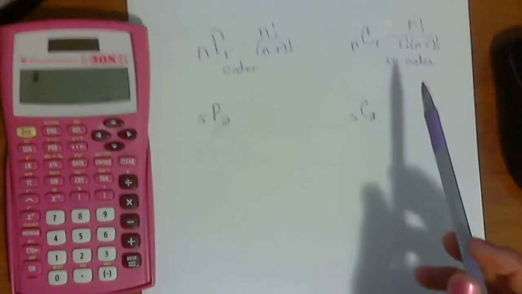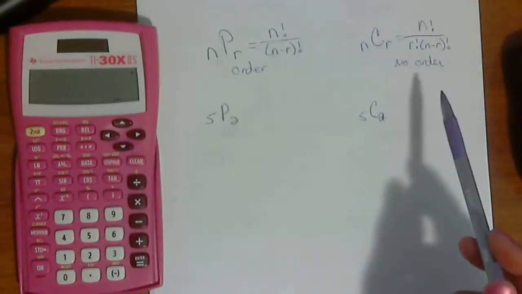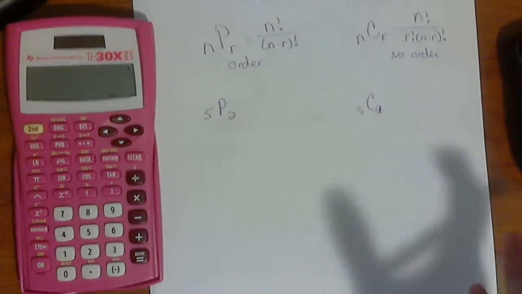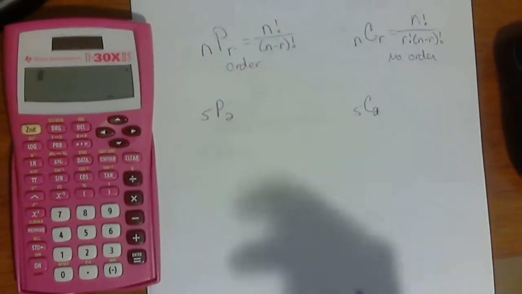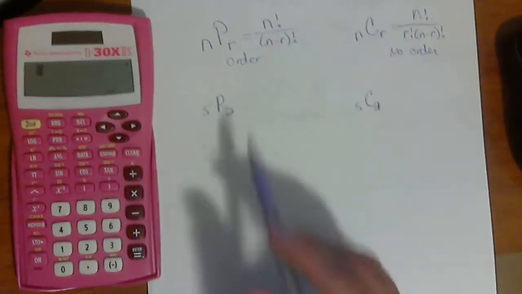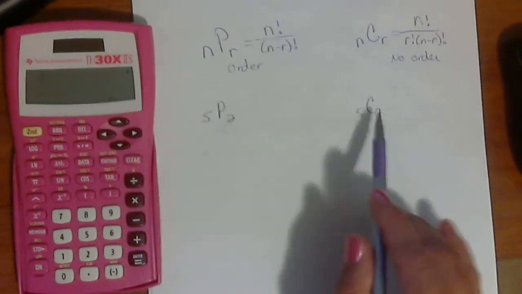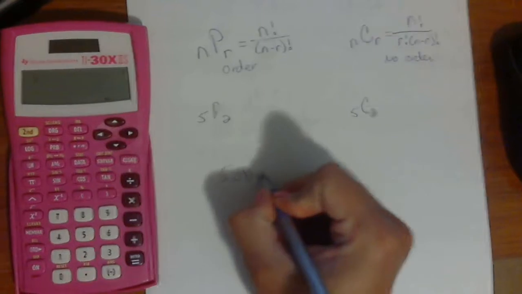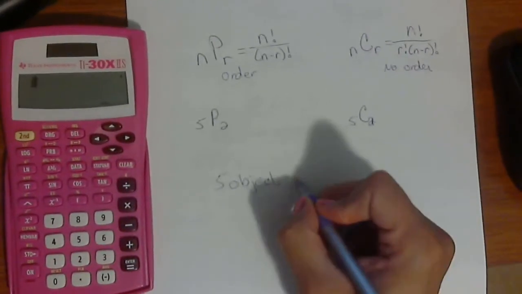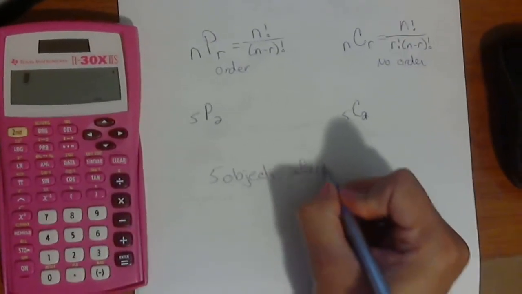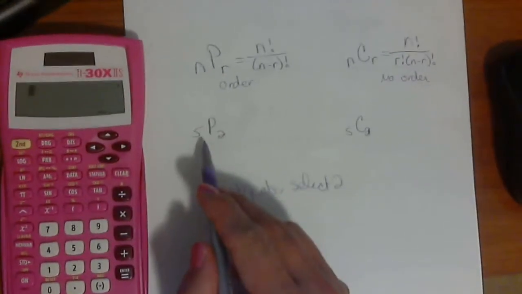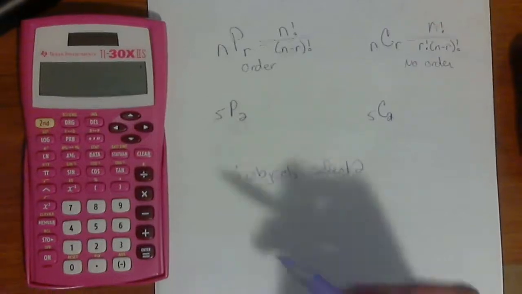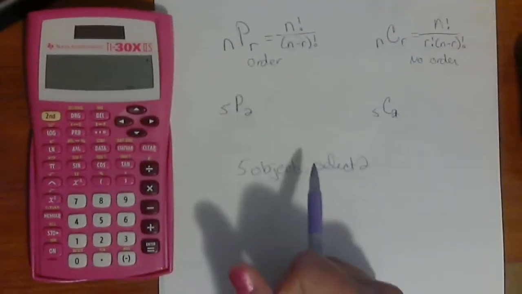So for combinations, it's like members on a committee or items being taken out of a sack. The order does not matter on those. So for this problem, I'm going to have 5 objects, and I'm going to select 2 of them. And I'm going to do it with permutation and with combination and show you the difference in the calculation as well as using the calculator.